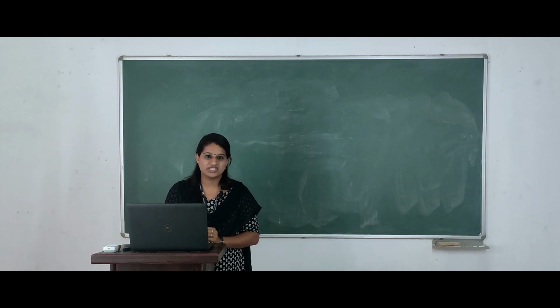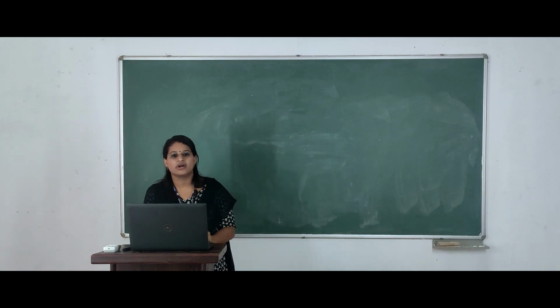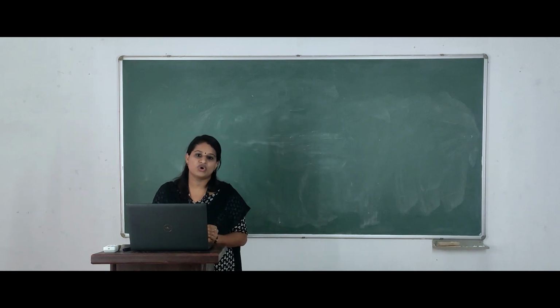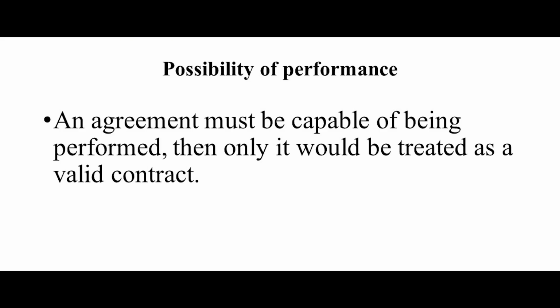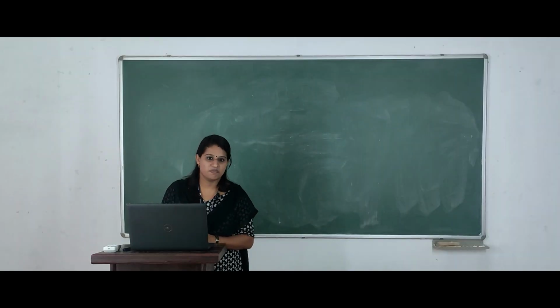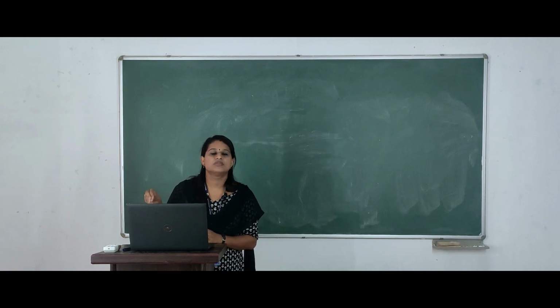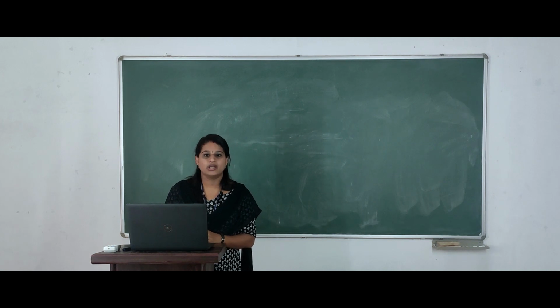Next one, possibility of performance. While making a contract, there should be a possibility of performance from the part of both parties. Otherwise, it is not treated as a valid contract. That means both the parties are capable to perform something. For example, Mr. A made a contract with Mr. B. He is ready to provide ₹10,000 to Mr. B if Mr. B brings gold from the moon. Here, it is not possible for Mr. B or Mr. A. So, it is treated as a void one.